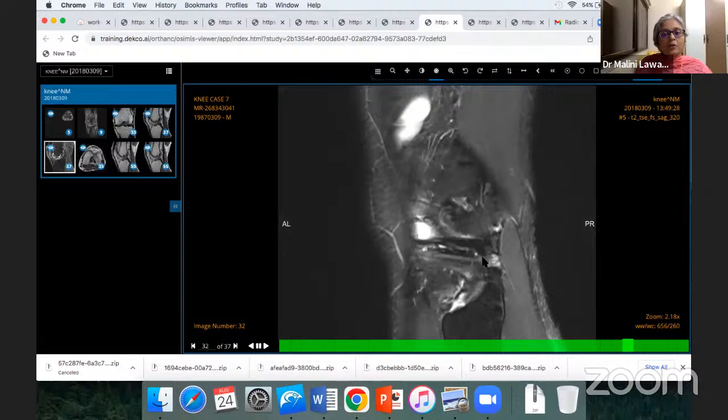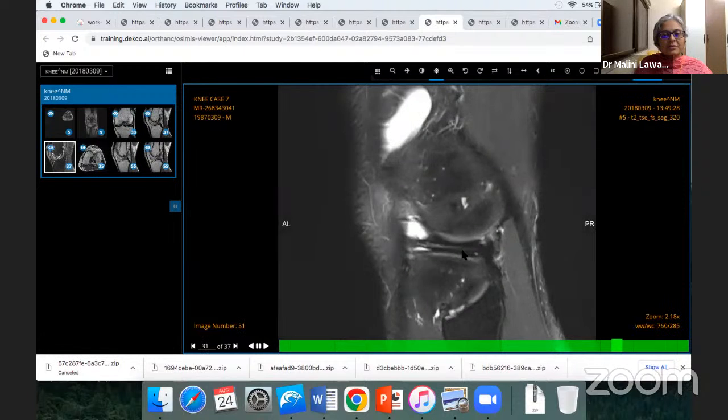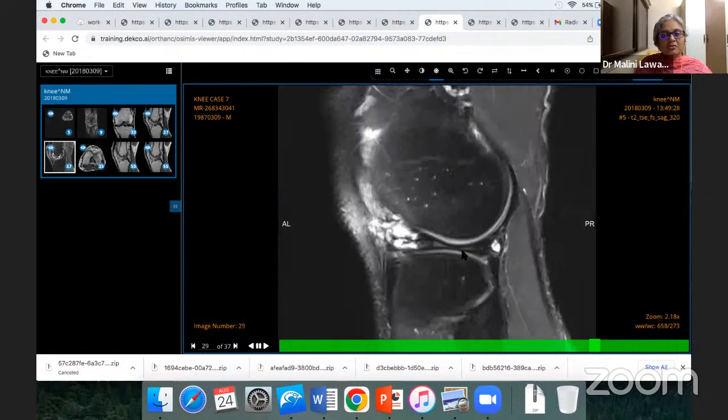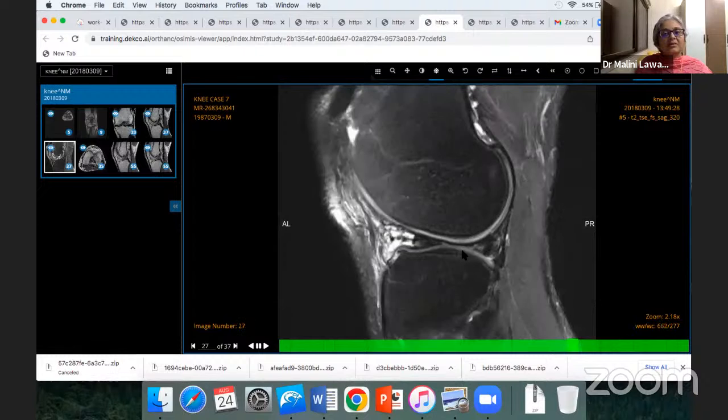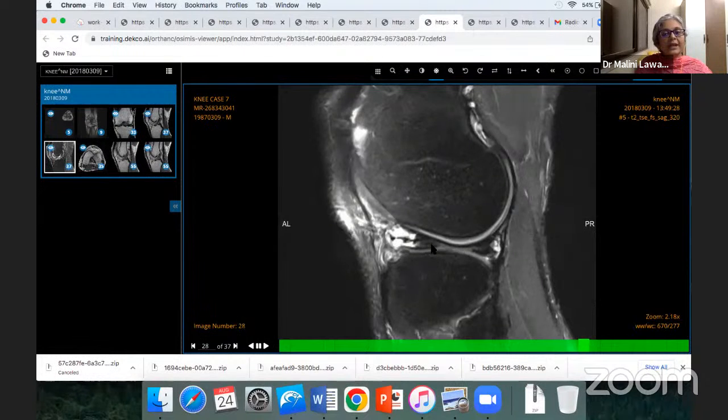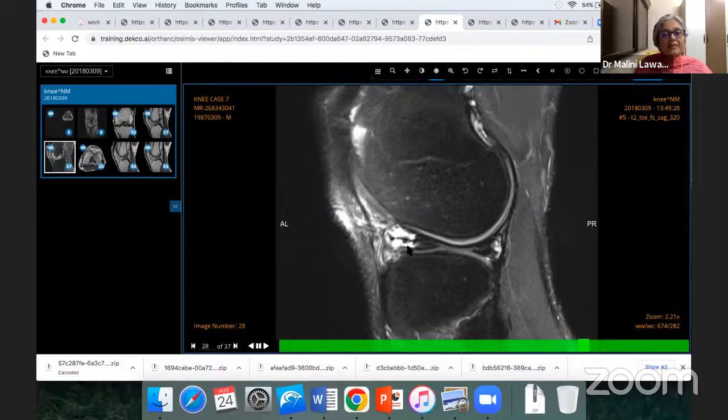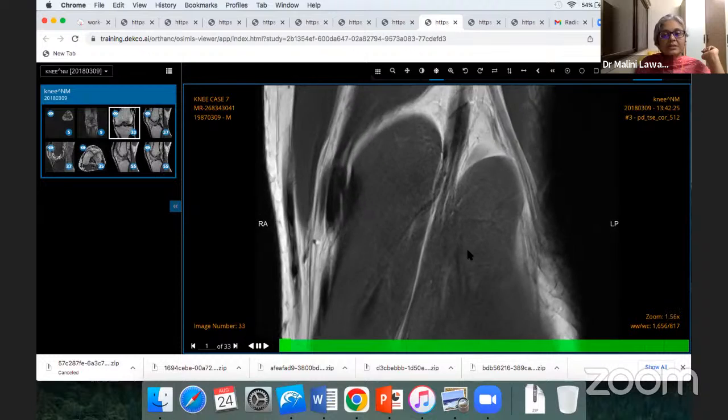You see bow tie in too many sections. See, body of lateral meniscus, bow tie 1 section, 2 section, 3 section, 4 section, 5 section, 6 section. The bow tie is kind of not ending. And you have a tear and this parameniscal cyst. So I am suspecting a discoid meniscus.